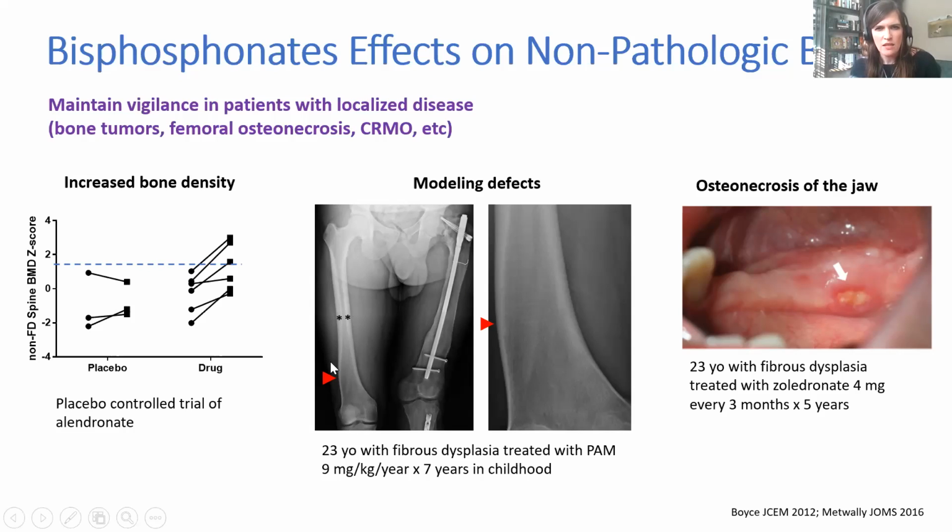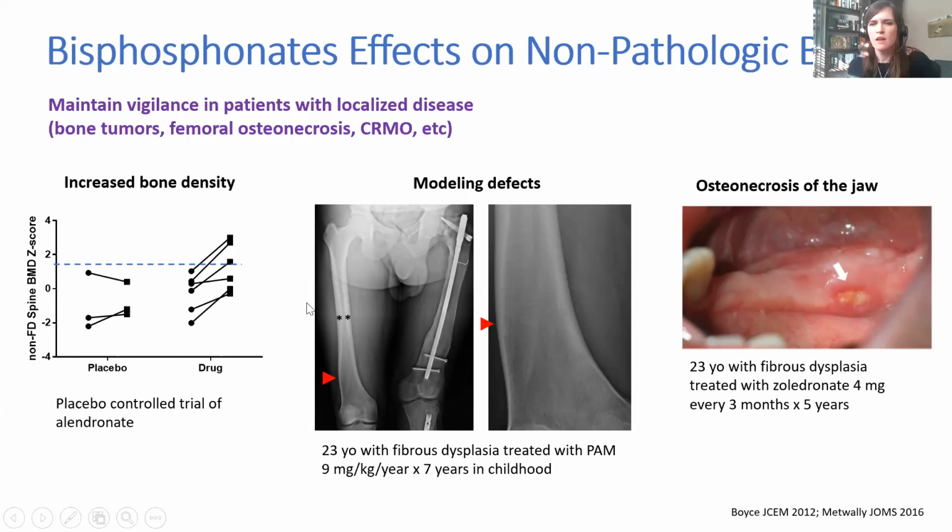And also, the bisphosphonates were stopped while this patient was still growing. You can see he's developed this subtle bowing deformity that starts at the junction between the treated and untreated bone. So this represents a possible modeling defect as a consequence of getting all of these bisphosphonates in his non-pathologic femur.